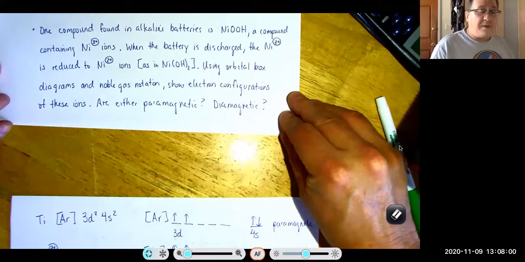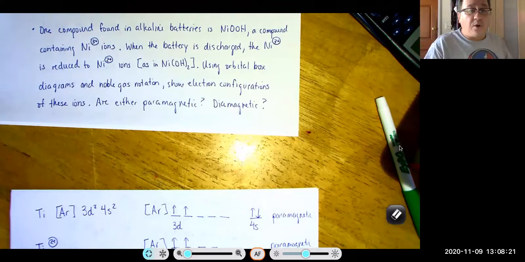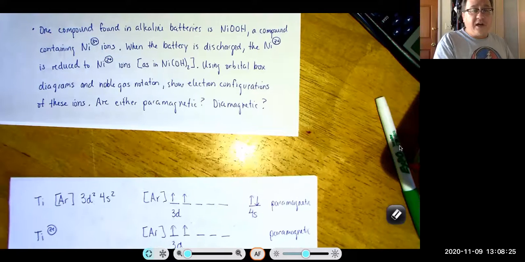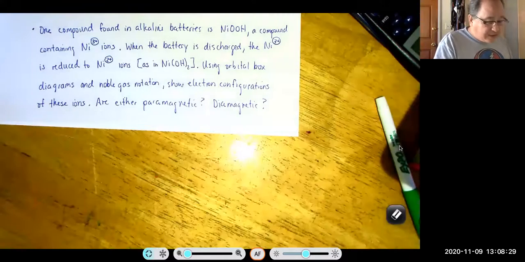So one compound found in an alkaline battery is NiOOH, a compound containing nickel plus 3 ions. When the battery is discharged, the nickel plus 3 is reduced to nickel plus 2 ion, as in nickel hydroxide, nickel 2 hydroxide, I should say. Using the orbital box diagrams and noble gas notation, show electron configurations of these ions. So we're going to go ahead and start with nickel.